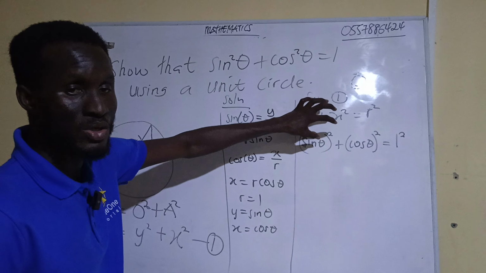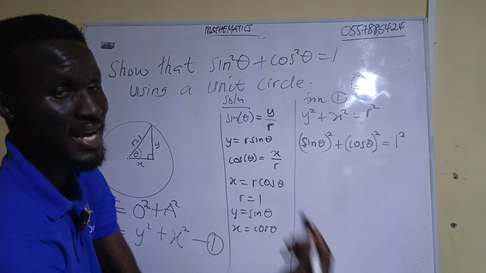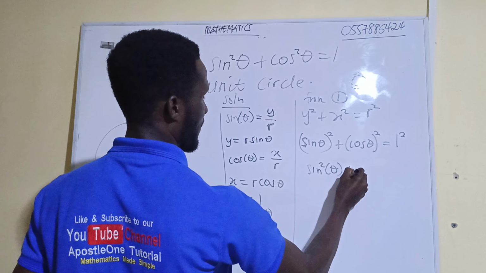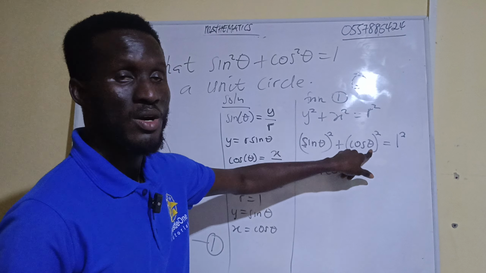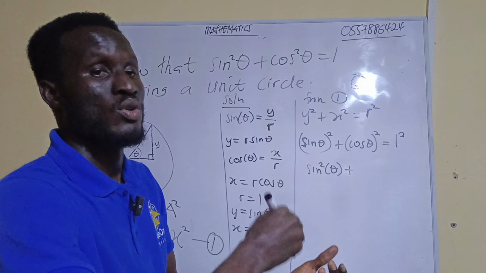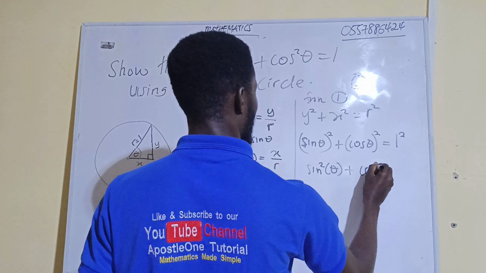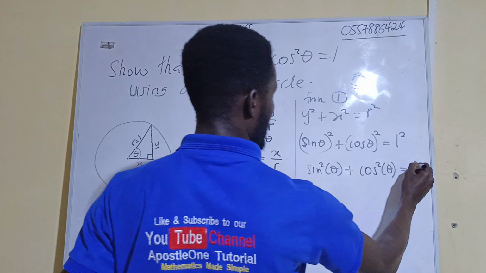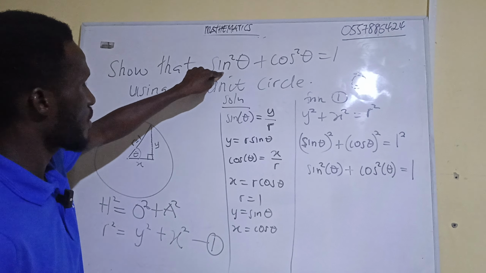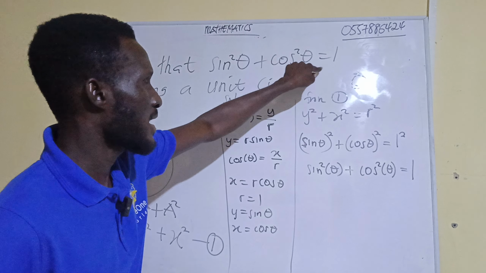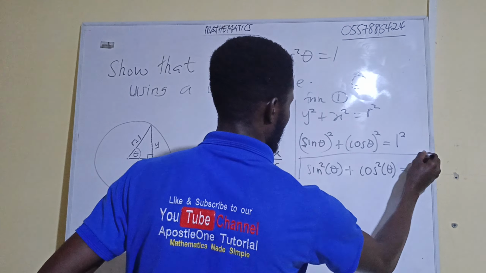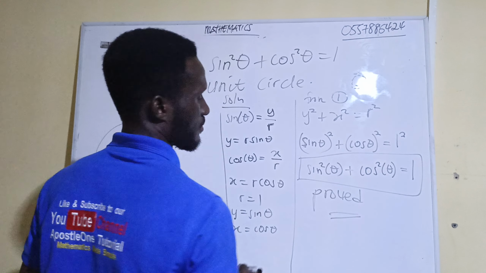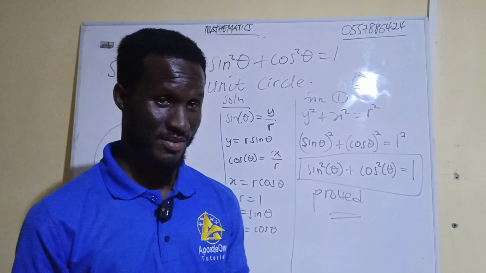Sine theta all squared means we have sine theta multiplying another sine theta. This is how you write it: sine squared theta. And then cos theta all squared means cos theta multiplying another cos theta, which is the same as cos squared theta. What is 1 squared? 1 squared is 1. Sine squared theta plus cos squared theta is equal to 1. Proved. It's just as simple as that.